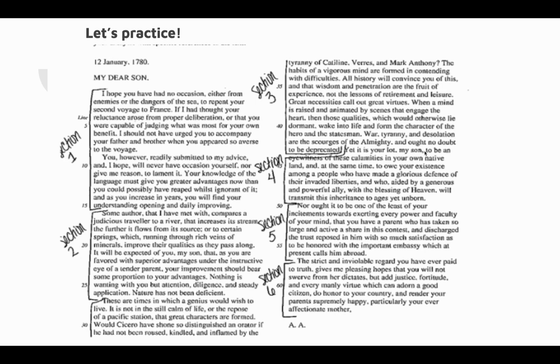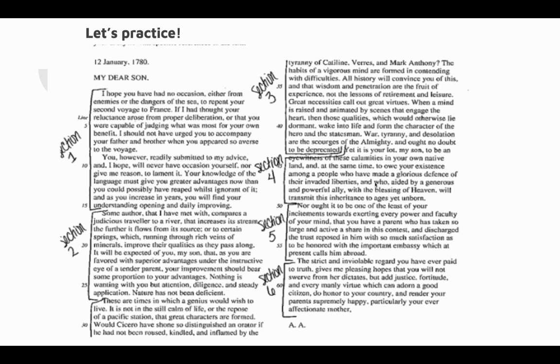"My son. It is your lot, my son, to be an eyewitness to these calamities." So she directly addresses her son. And that flag, that "yet" and that "my son," tells us that she is going from more academic reasoning to something that appeals a little bit more to pathos. And sure enough, she brings in this idea of God as his generous and powerful ally.